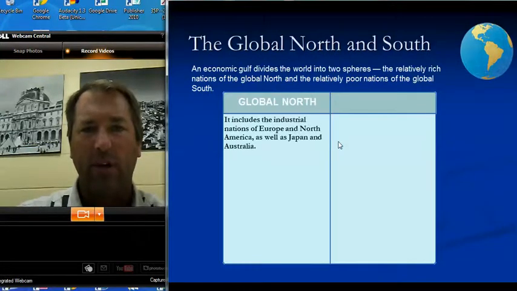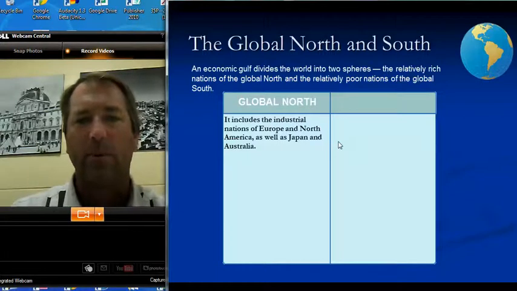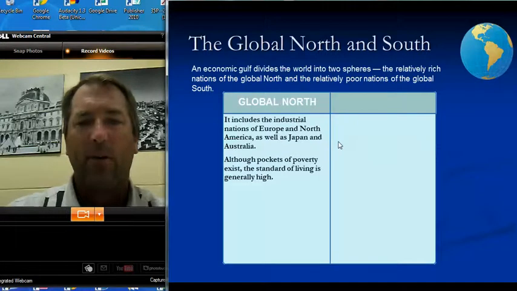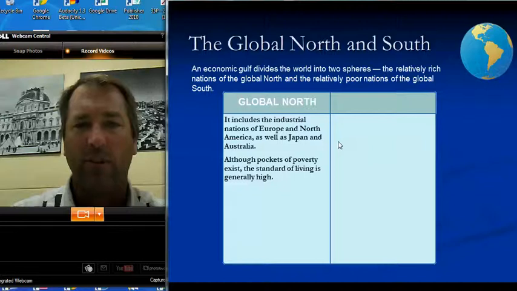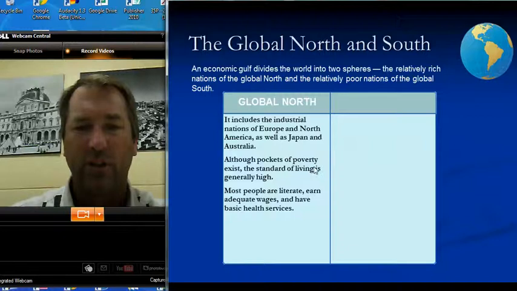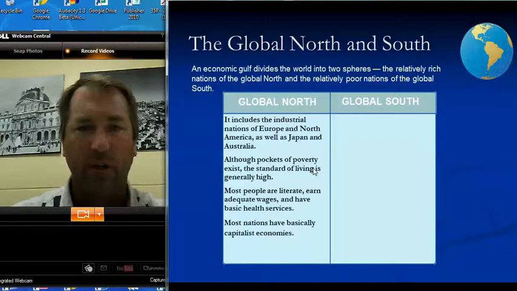The global north includes mostly industrialized countries such as Western Europe, North America, obviously, Japan, Australia. There are pockets of poverty, as you note from the PowerPoint, even in America, but the standard of living is generally high, with high literacy, and basic health services are available to pretty much everybody. This oftentimes goes with a capitalist, free economy, which again is something we'll be talking about, economic systems.